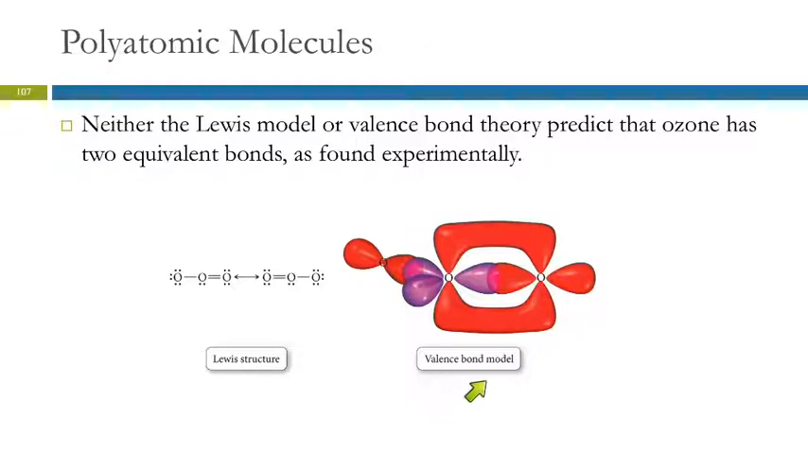In valence bond model, we've got hybridization of sp2 on this oxygen, and it's overlapping and forming a sigma bond with this oxygen, and it's forming a sigma and a pi bond with this oxygen. And valence bond model is also giving us a double bond and a single bond for ozone. When in fact, ozone has 2 equivalent bonds. It doesn't have a double and a single.